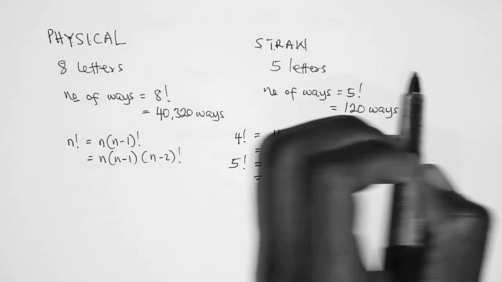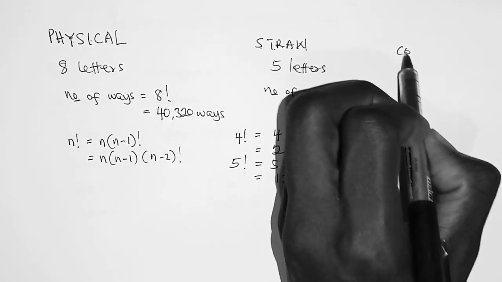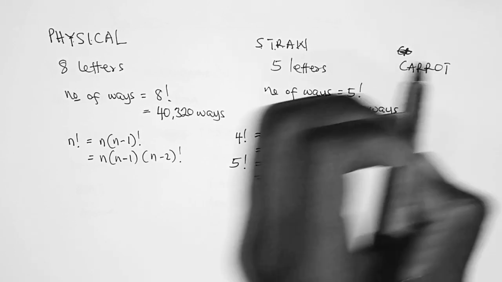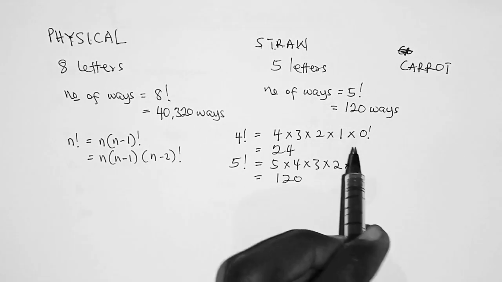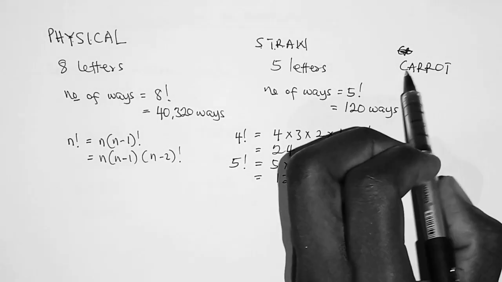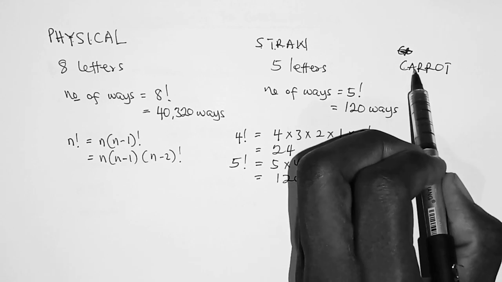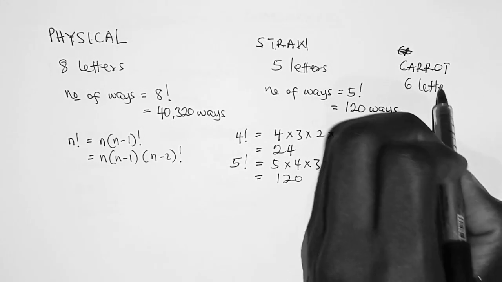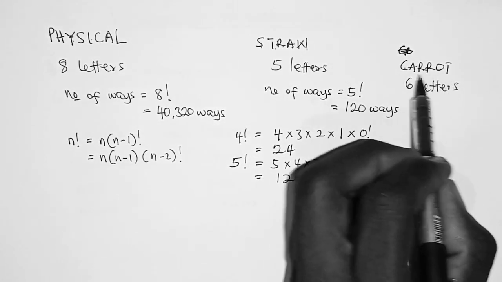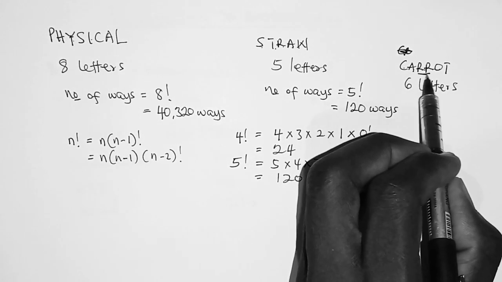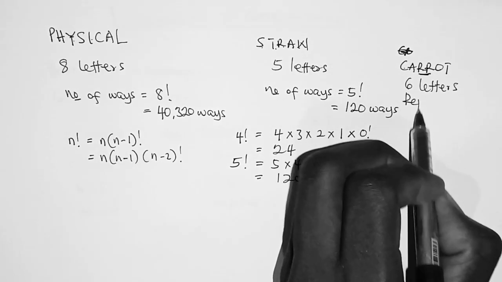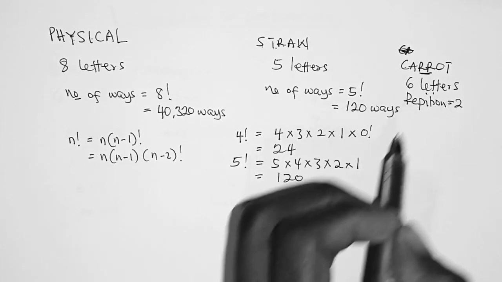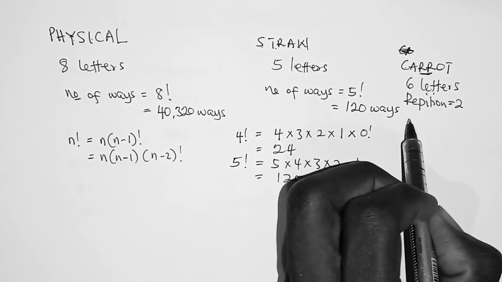So what if we are given the word CARROT to arrange? In how many ways can we arrange the word carrot? Now, how many letters makes up carrot? 1, 2, 3, 4, 5, 6. So there are 6 letters. However, for carrot, there's repetition. The R repeats twice, so there is repetition.